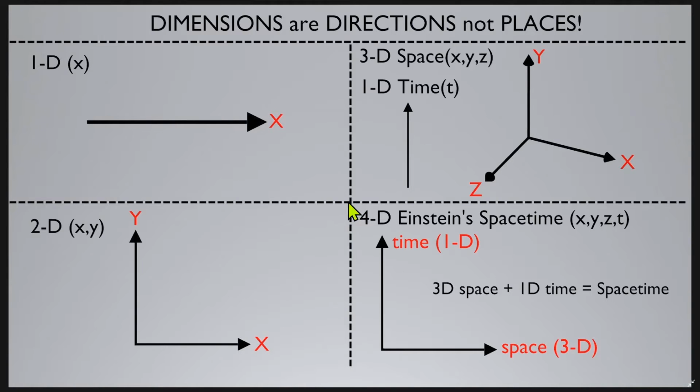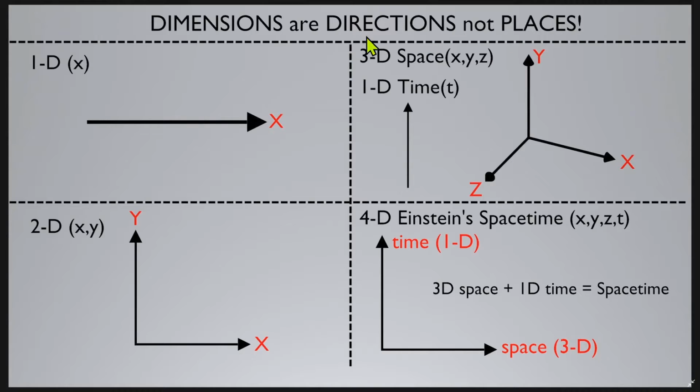Okay, before we get started and dive into time dilation, we need to have a little discussion on dimensions. You can't talk about relativity without talking dimensions, because that's pretty much what it's all about: coordinate systems and dimensions. One thing I want to make clear is that when we're talking about dimensions in terms of relativity theory, we are talking about directions, not places. 1, 2, 3, 4 dimensions are talking about directions.